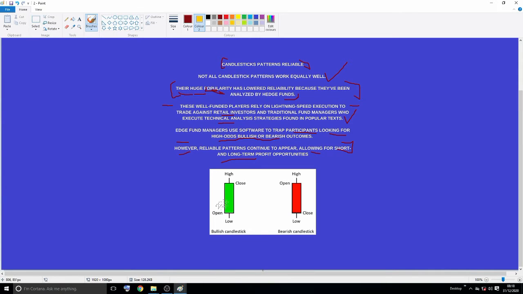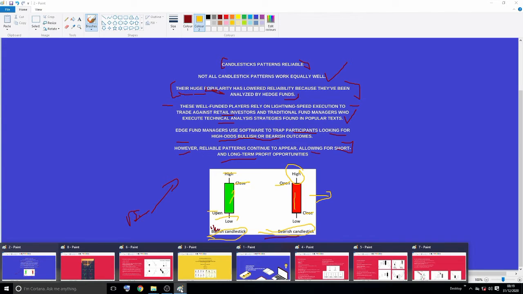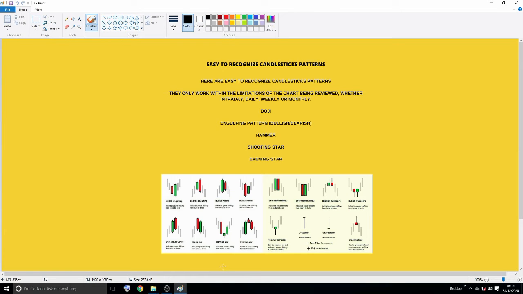So just a little reminder, this is a candlestick. This is the high, this is the low, this is the open, and this is the close. A red one is for a sell, and the green candlestick is for a buy. Bullish candlestick and bearish candlestick. By bullish we mean bulls, we are going up, and by bearish we mean bears, we are going down. So let's continue and see these candlesticks, how they look and what they mean.